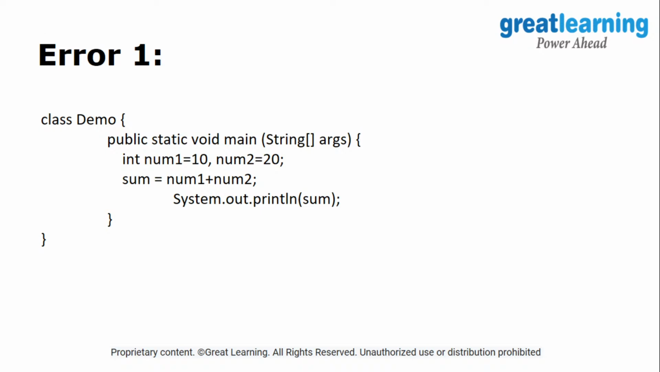You have a class Demo, and then you are declaring public static void main. Then you are passing in the arguments if there are any. Then you have declared num1 and num2, wherein you are initializing them with 10 and 20. Then you have sum, and then you are adding num1 and num2, and then you are printing sum. Quickly, can anyone tell me what is the error in this piece of code? Quickly, guys. Even if you're wrong, it's okay.